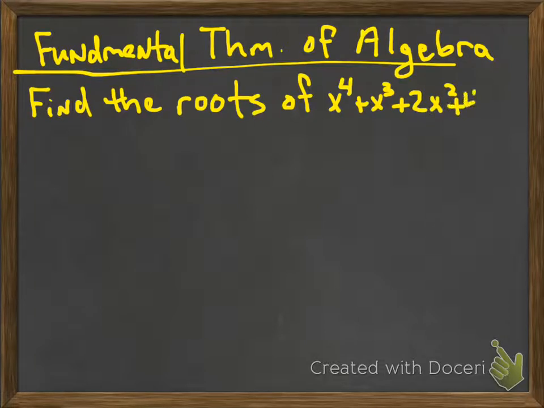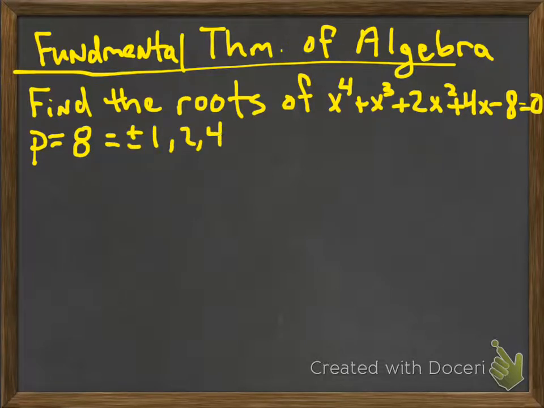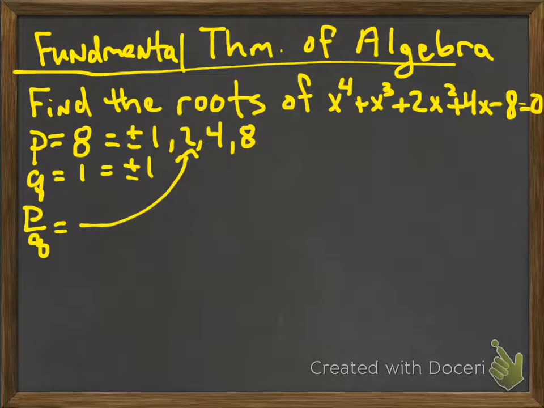So what we're going to do is find the roots of x to the fourth plus x cubed plus 2x squared plus 4x minus 8. Set it equal to 0. Again, we go back to our p's and q's where we can do that synthetic division. So we got 8: 1, 2, 4, and 8. Those are the numbers that go into 8. Q is just 1, so P divided by Q is just the same as P. Positive and negative 1, 2, 4, and 8.